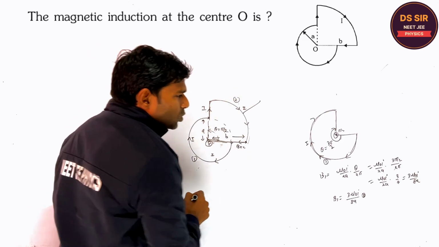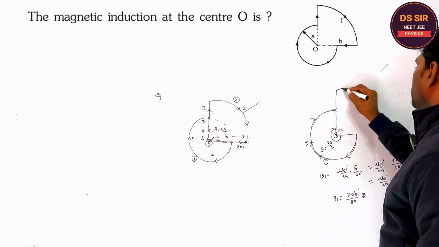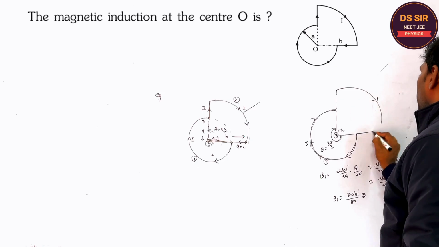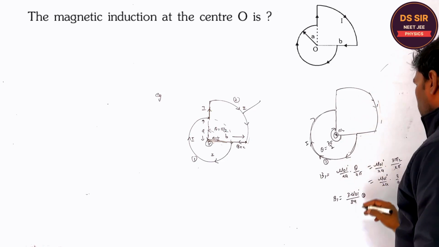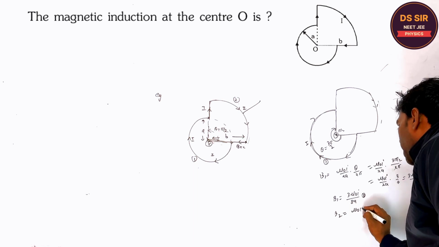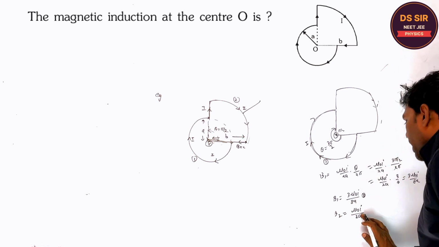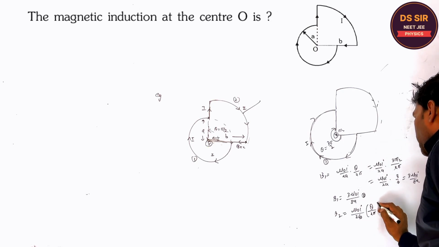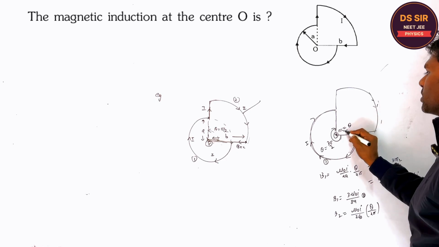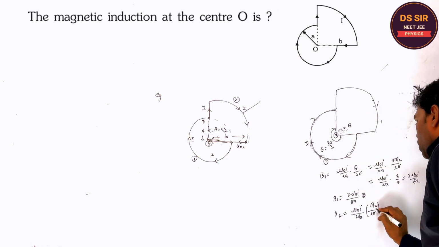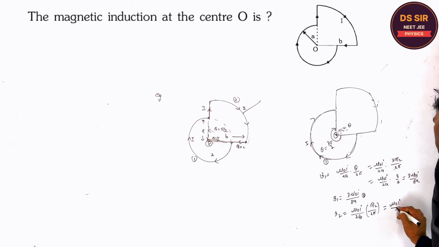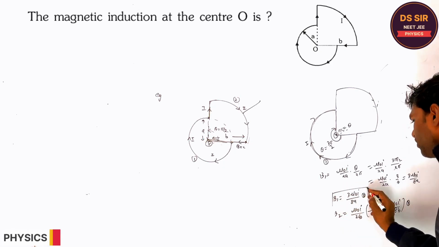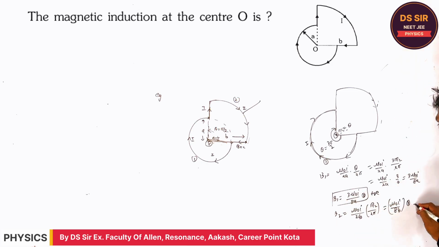So due to this second portion, the magnetic field is mu naught I upon 2a, and the radius is what? Say 2b, and theta upon 2 pi. What is the theta over here? Say pi by 2. Pi will cancel out, so mu naught I upon 8b. This is into the board, this is into the board. If you take into the board as positive, this magnetic field is also positive.